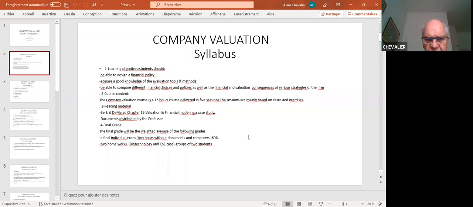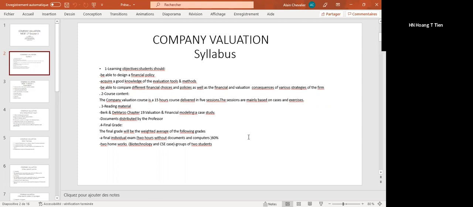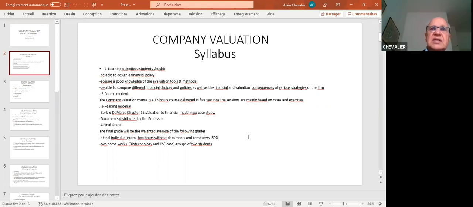Now, I will not come into detail on the exams. I will use questions in the next session, so we will go into the details. Anyway, the final exam will be very close to the preceding exams in financial analysis and in diagnosis and financial policy. It is a 2 hour exam without documents and computers, and each exam is a kind of mix of questions and exercises.